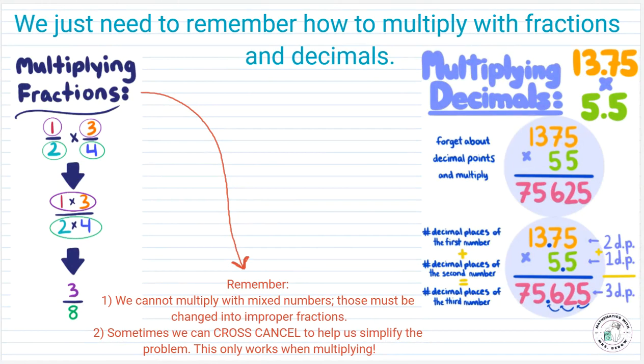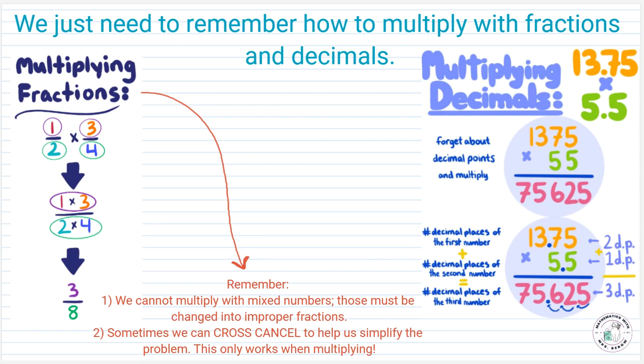We just need to make sure we remember how to multiply with fractions and decimals. With multiplying fractions, we cannot multiply with mixed numbers. Those have to be changed into improper fractions. Sometimes we can cross cancel to help us simplify the problem. And again, this only works when you multiply fractions, and then you don't have to worry about a common denominator. So multiplying fractions, I know for a lot of my students, they feel it is easier than adding and subtracting because you're just going to basically multiply your numerators and then multiply your denominators and then simplify if possible.